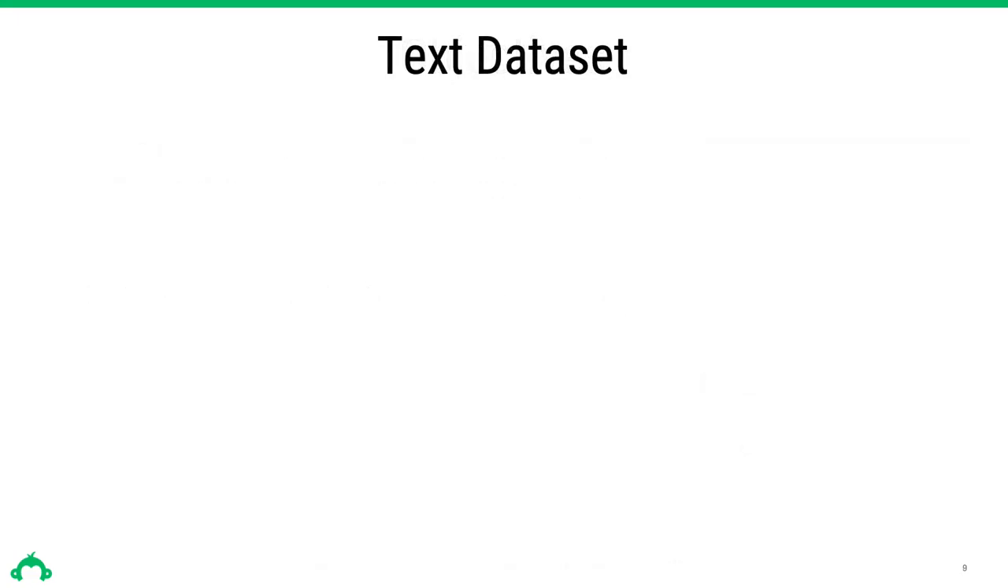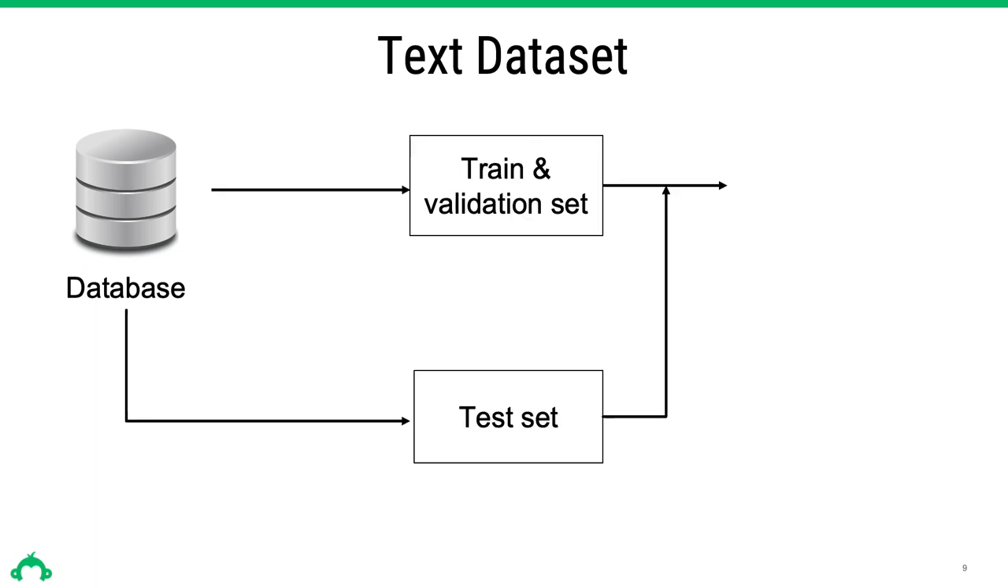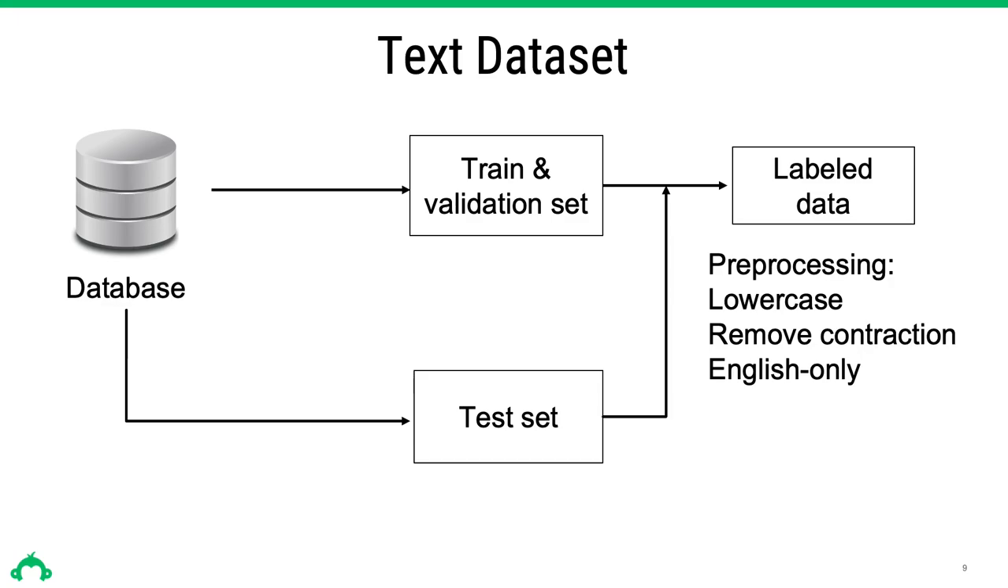Since we're using supervised methods to train the machine learning models, we need labeled data for training. We first collected a set of questions and answer options in our database, which were split into train, validation, and test sets. Then we had our survey researchers label the data, and we performed a series of preprocessing steps, such as lowercasing and removing text constructions. We use only English data.